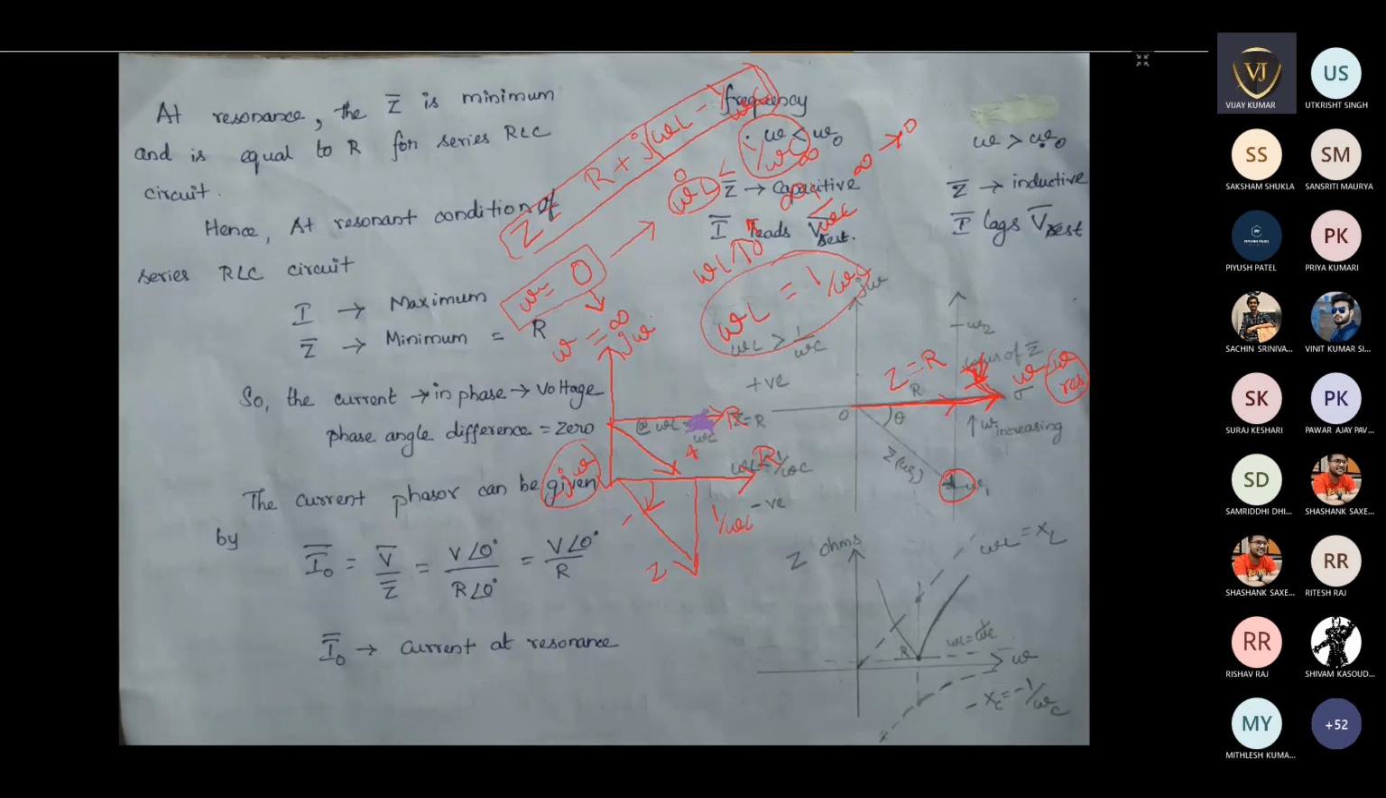Then if you are moving this omega from 0 to infinite, this is the Z value at omega is equal to 0. If you move the frequency from omega is equal to 0 to omega is equal to infinite, the resultant will take this locus and come to this point. So when omega is equal to infinite, this locus would have reached here. So in the series RLC circuit, when omega moves from 0 to infinite, the circuit moves from a capacitive circuit to a resistive circuit.